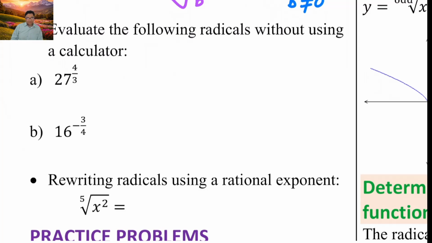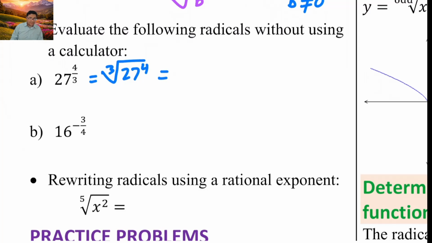27 raised to the power 4 over 3. How can I do it without a calculator? Let me see. There is a denominator 3, so that is a cube root, right? Cube root of 27 to the power 4. But if I multiply 27 times 27 times 27 four times, and then take the cube root, in theory you can do it by hand, but that's not advisable, right?